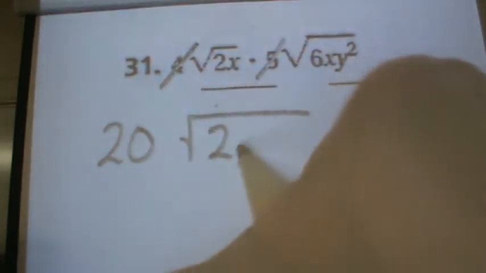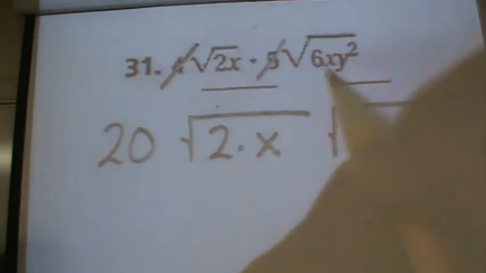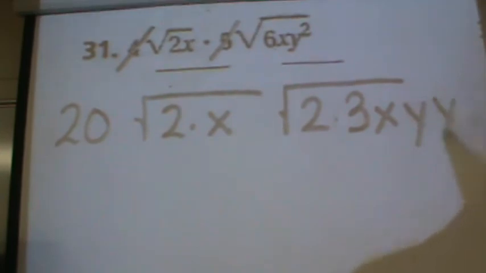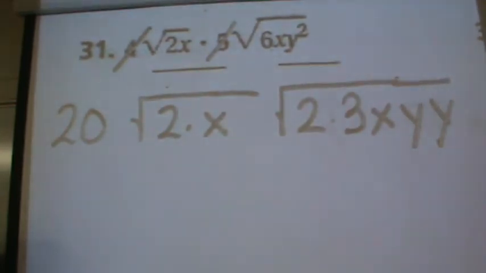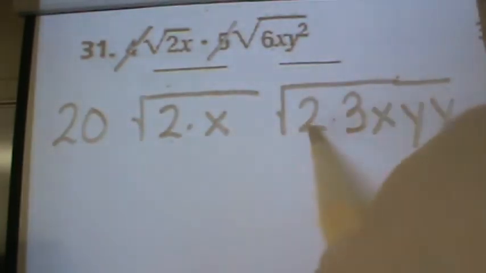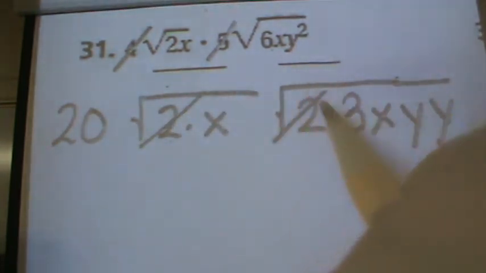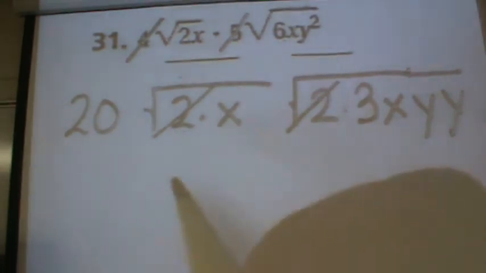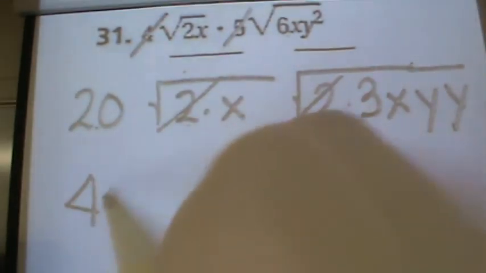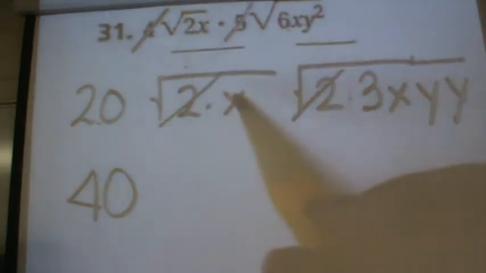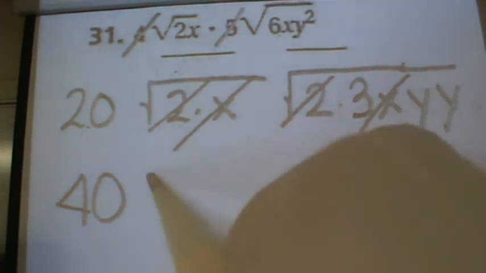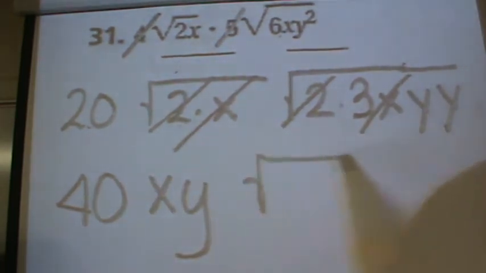We have 2 and we have x here, and then 6, we have 2 times 3, x, y, y. So we're looking for how many of a kind? 2. So here's a set of 2s. So that 2 comes out. What do we do with that 2 and the 20? Multiply. What is 2 times 20? 40. Okay, what else can come out? An x, 2x, and a y. What's going to stay? 3.